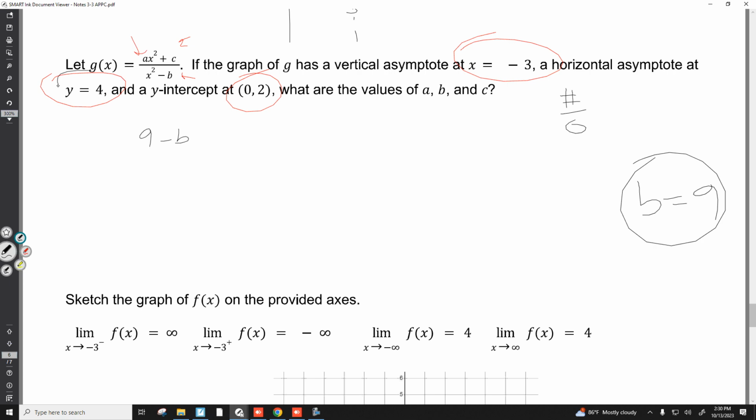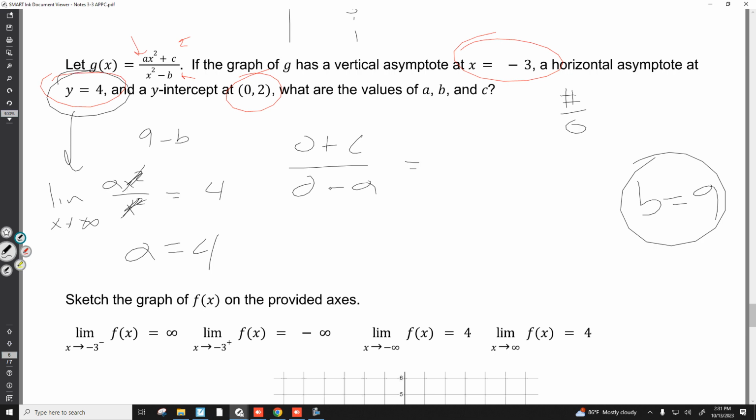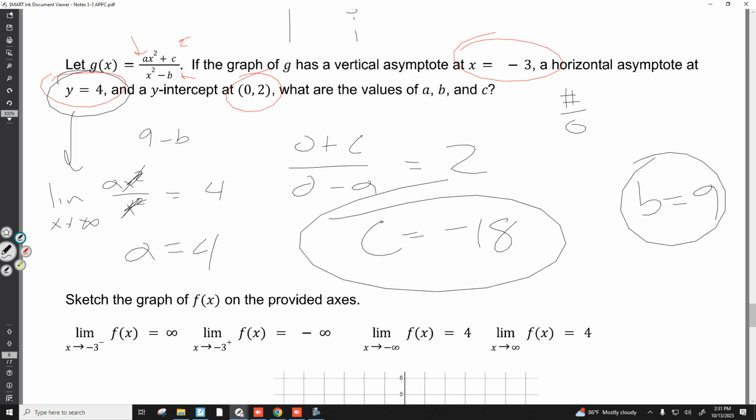If I plug in infinity, I should get just ax squared over x squared because I don't care about the c and the d. This has to equal 4. Well, a's got to equal 4. I just got that. I have a y-intercept 0, 2. If I plug in 0 everywhere, and I already know b is 9, c's got to be -18. Yes, it is. That's going to be on the quiz. And the next question, and all the tricky questions, because this is AP Precalc.